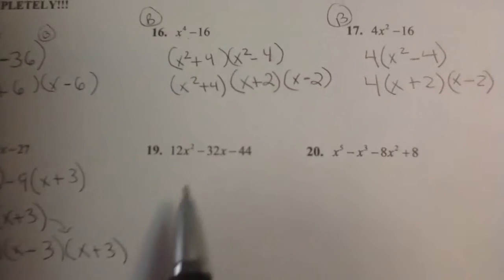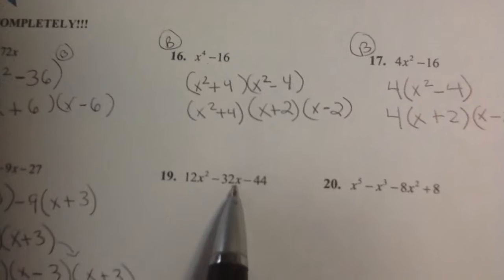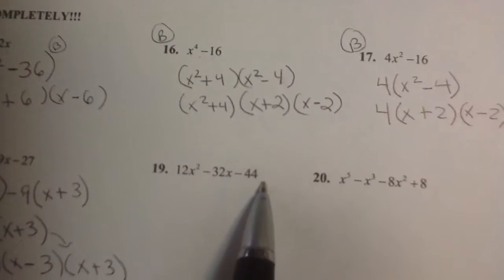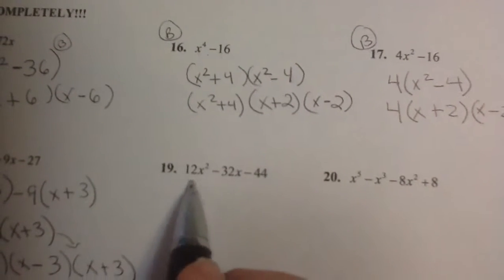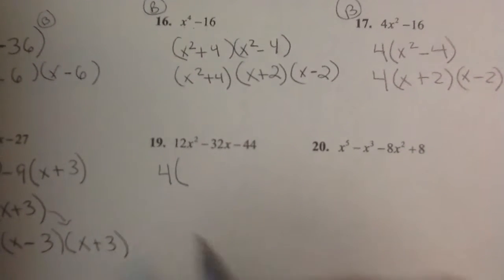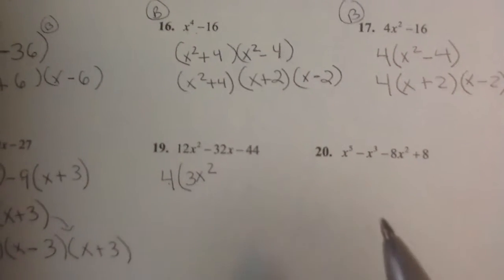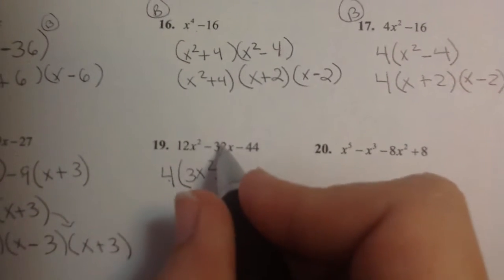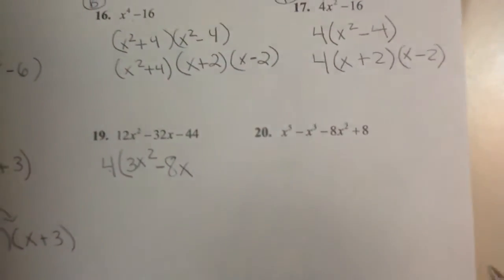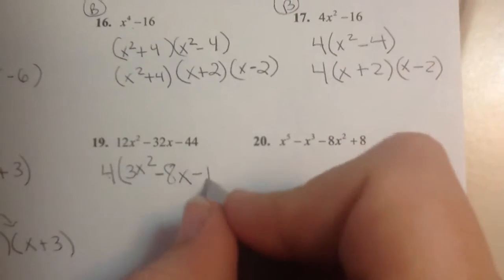Okay, now we have 12x squared minus 32x minus 44. These are all even numbers, so we know we can take out some type of GCF. 12, 32, and 44 all have 4 as a factor. 12 divided by 4 is 3x squared, because we didn't mess with the x's, minus 32 divided by 4 is 8, carry down your x, minus 44 divided by 4 is 11.